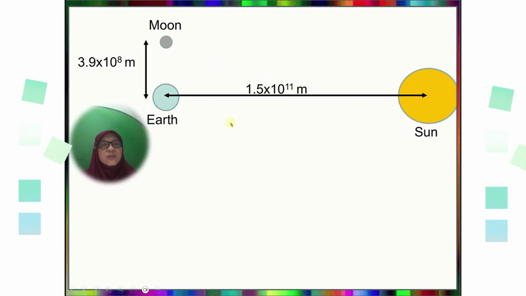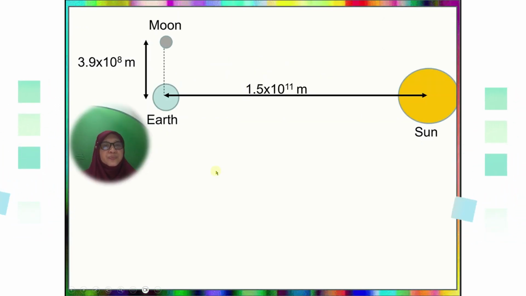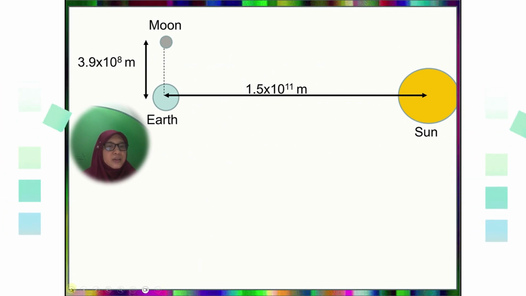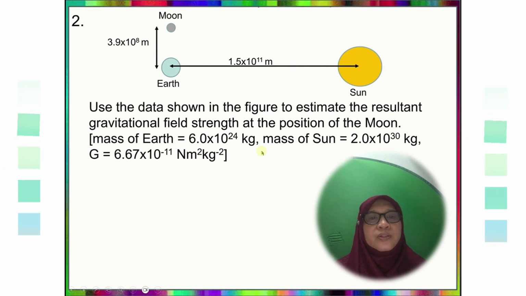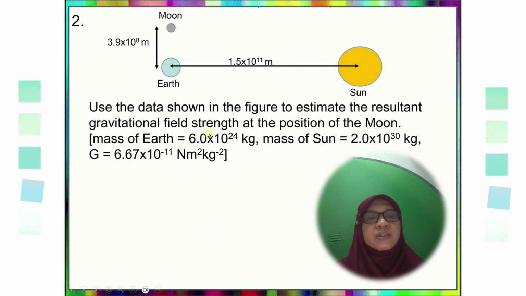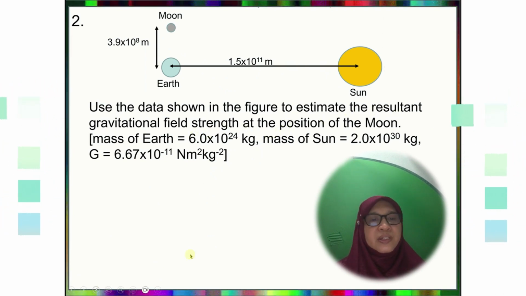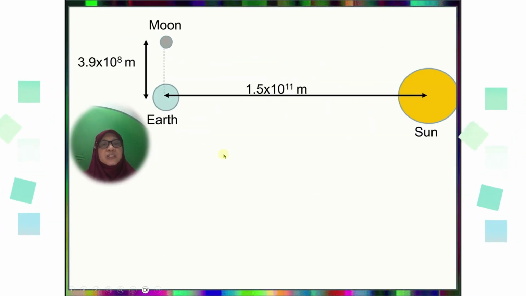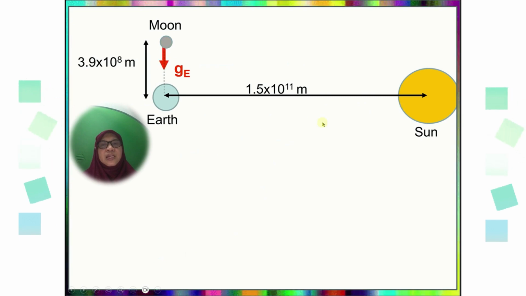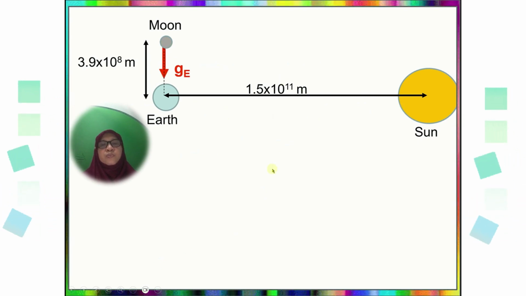So we are going to find the resultant gravitational field strength. Going back to the question, we have 3 objects here: 2 planets and the moon.